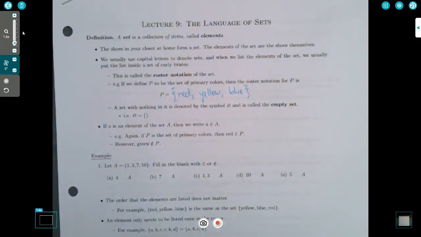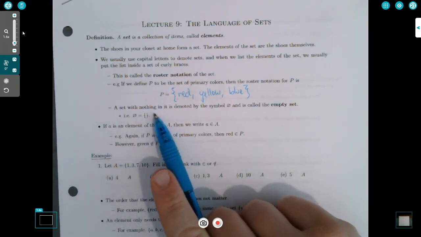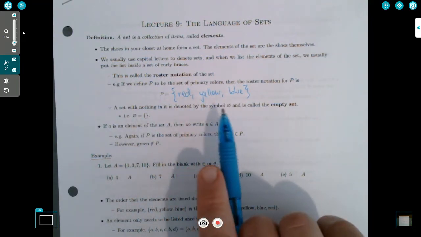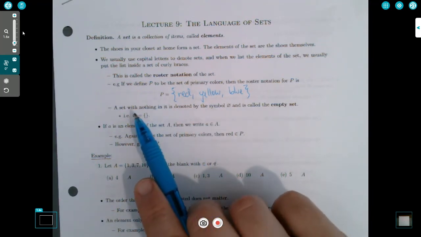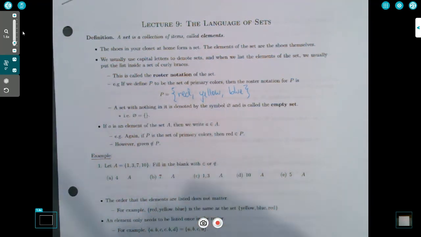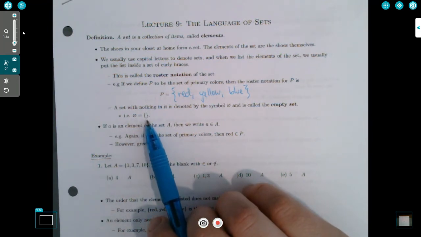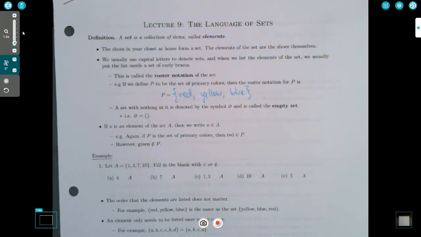Now, and it's useful for us, and you'll see why later on, we could talk about a set with nothing in it. So a set that has nothing in it is denoted by this symbol. It looks like a little O with a slash through it. So a set with nothing in it is denoted by this symbol, and we call it the empty set because it's empty. There's nothing in it. So in other words, the empty set is just a pair of curly braces with nothing inside.